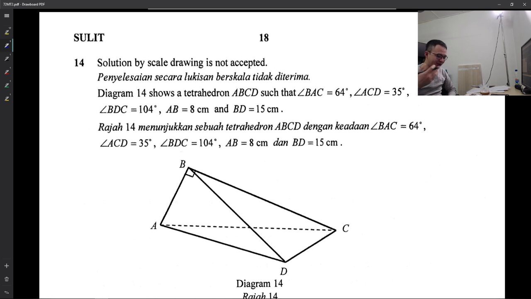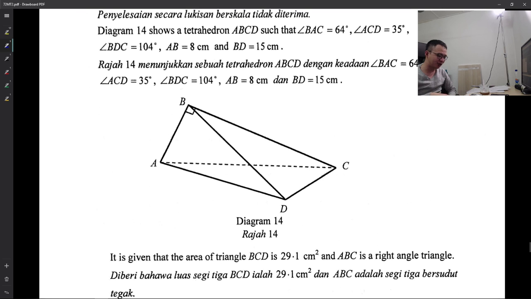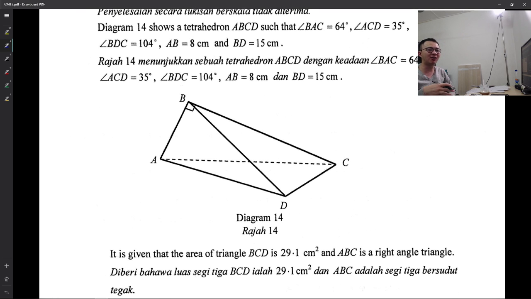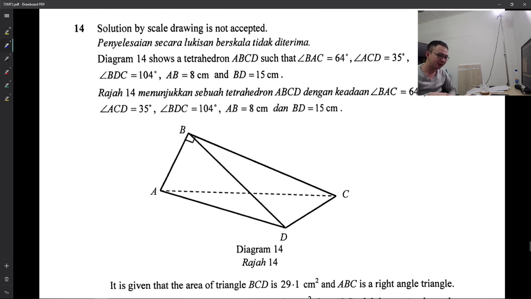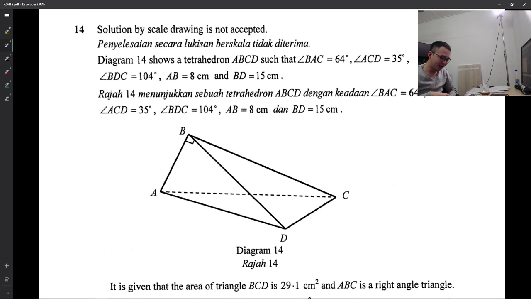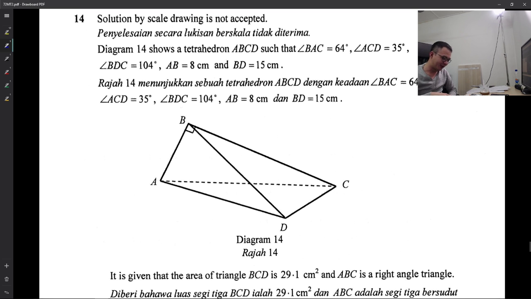Solution by scale drawing is not accepted, as usual. So we will try to list down all the information we have. Wow, this is three-dimensional. This is 3D. I'm going to mark down all the information I have. This is 3D, please do not look at it like 2D.